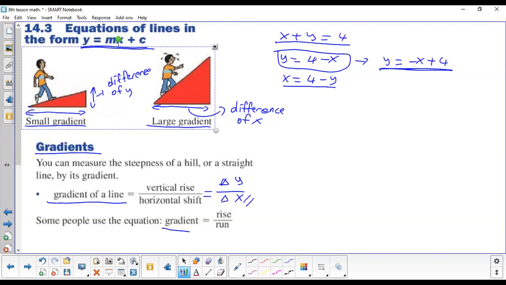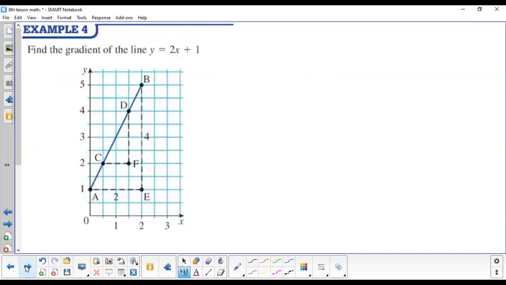Here is given, some people use gradient equal to rise over run. So you can also use this as a formula. Now let's go on with our example. The question is, find the gradient of the line y equal to 2x plus 1.